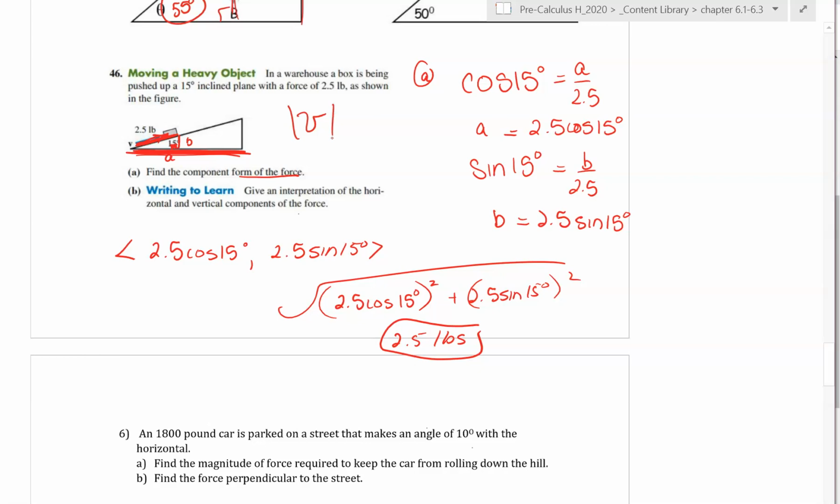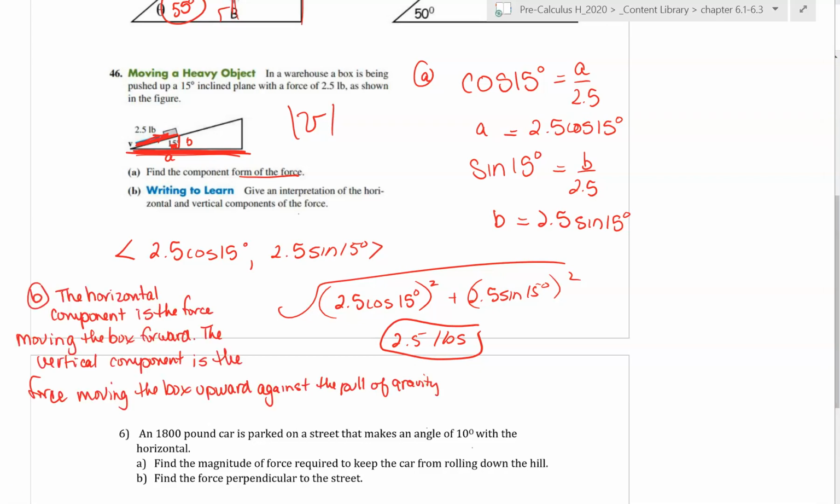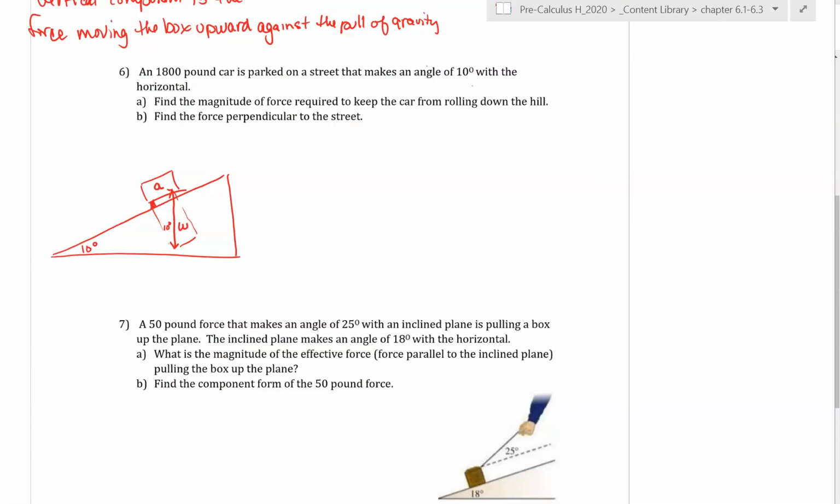Okay. Go ahead and think about part B. Pause the video and give it a try. Okay, so the 2.5 pound force is parallel to the incline, and again, the horizontal component of that force is moving the box forward. The vertical component is the force moving the box upward against the pull of gravity. Go ahead and read number 6, okay, and then pause the video.